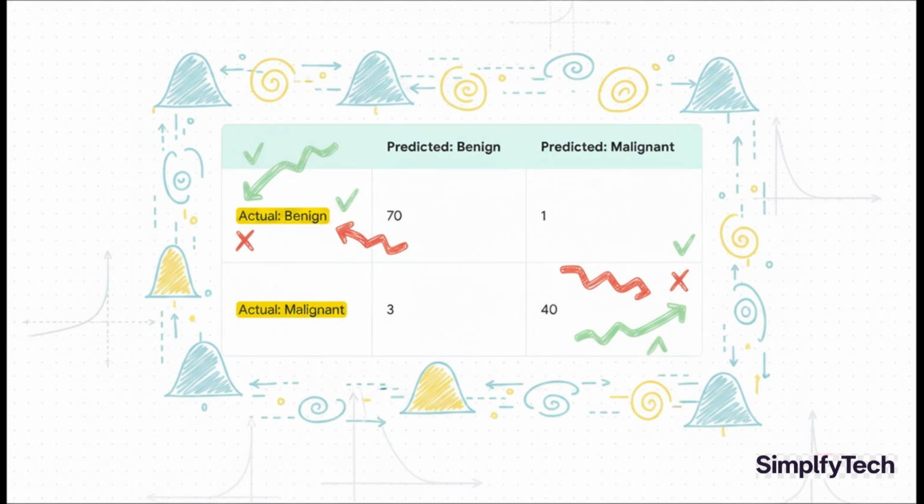The numbers on the diagonal, the 70 and the 40, those are our correct predictions. The ones off the diagonal are the errors. So we can see it correctly identified 70 benign cases, but it made 1 mistake, classifying 1 as malignant. And on the flip side, it caught 40 malignant cases but missed 3. This gives us so much more insight than just a simple accuracy score.